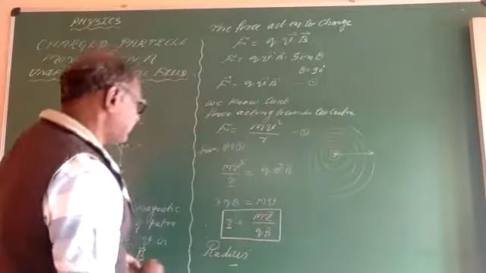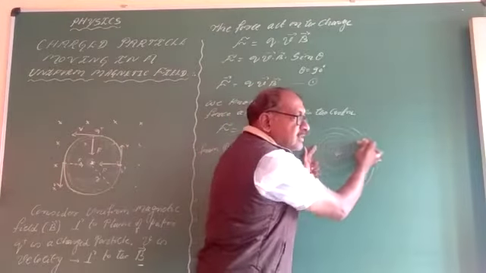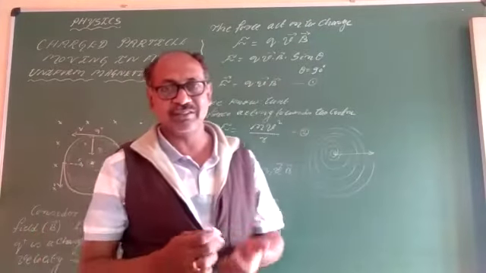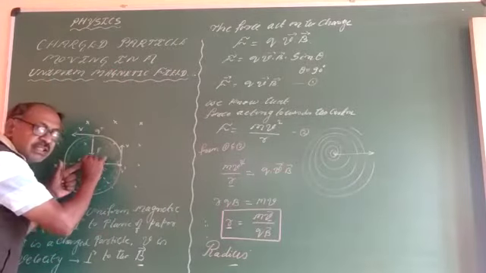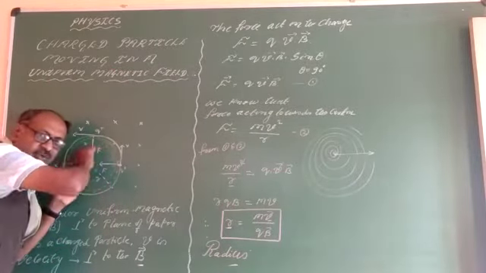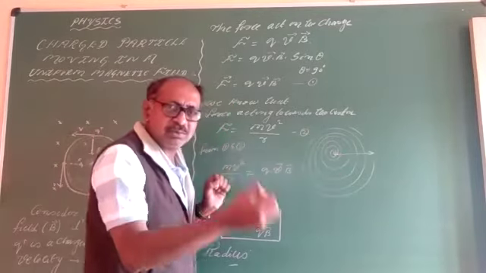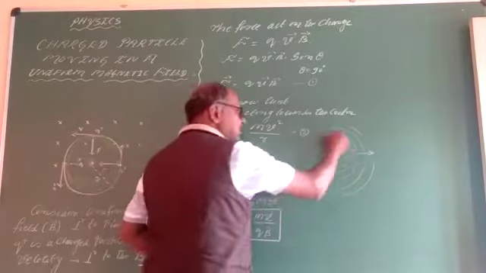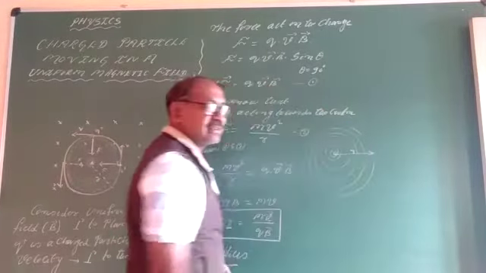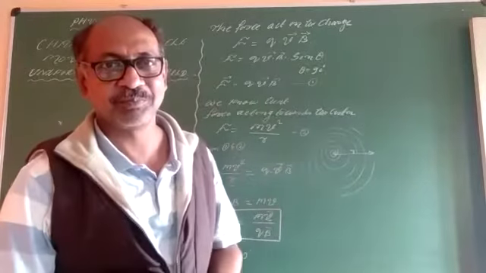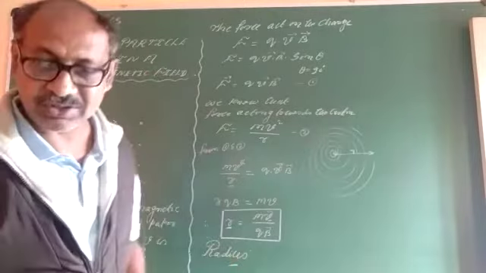So this is unique here. As velocity goes on increasing, its radius also increases. As a charged particle is moving with a very slow velocity, the radius is very small. Then if the velocity increases, the radius also goes on increasing. So this is the radius of the charged particle.